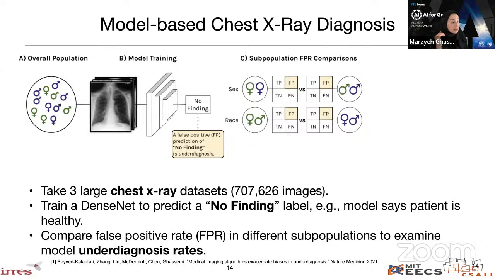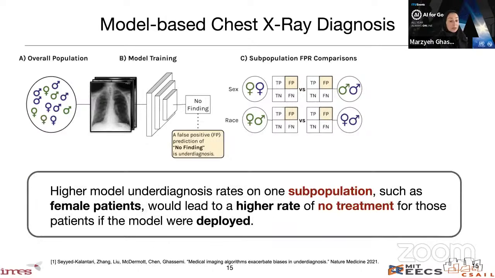Here, by the reported sex and self-reported race of the patient. Why are we doing that? We're doing that because if you falsely positively predict that a patient is healthy more often on one subgroup, say female patients, that would lead to a higher rate of no treatment for those patients if you deploy the model, because it would falsely positively say, oh, these women are healthy, send them home, when actually they have a disease.